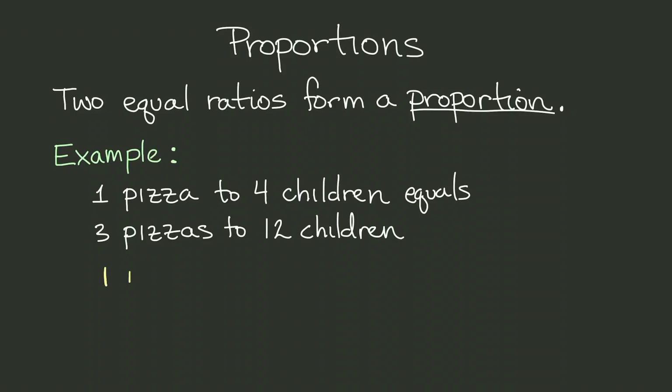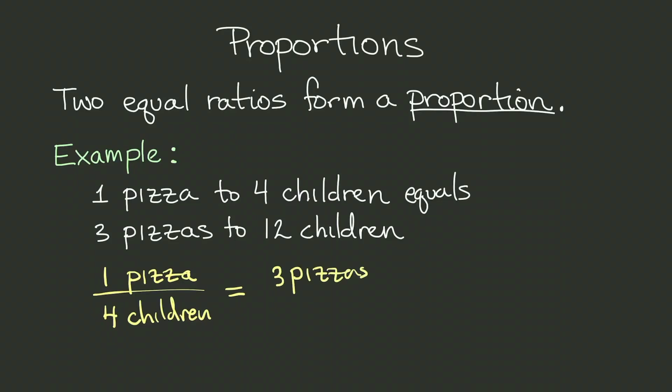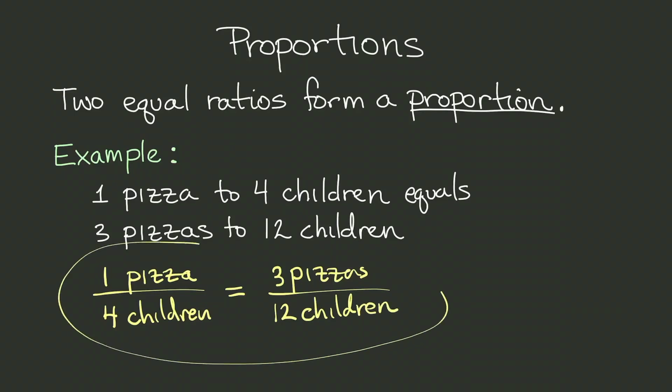So 1 pizza to 4 children is equal to 3 pizzas to 12 children. And we call this a proportion.